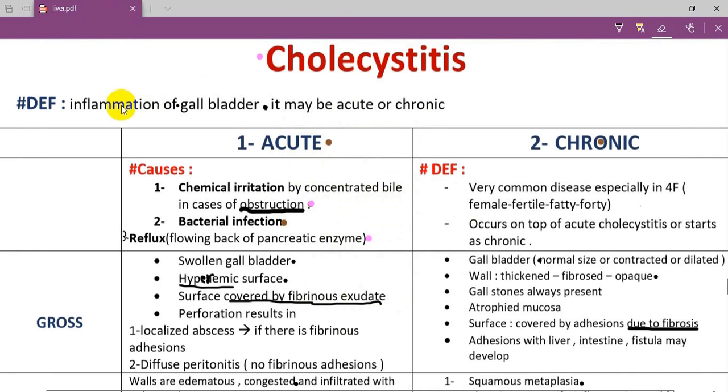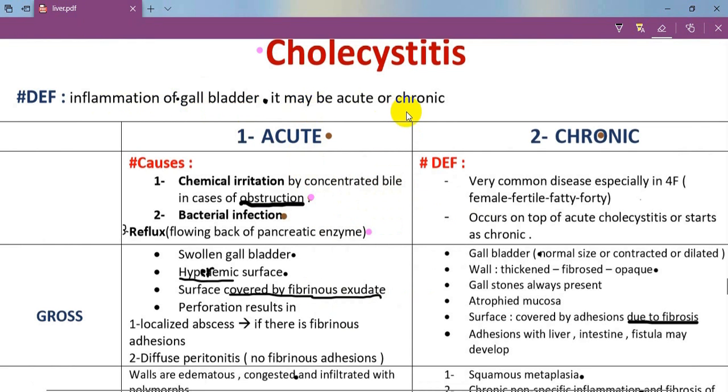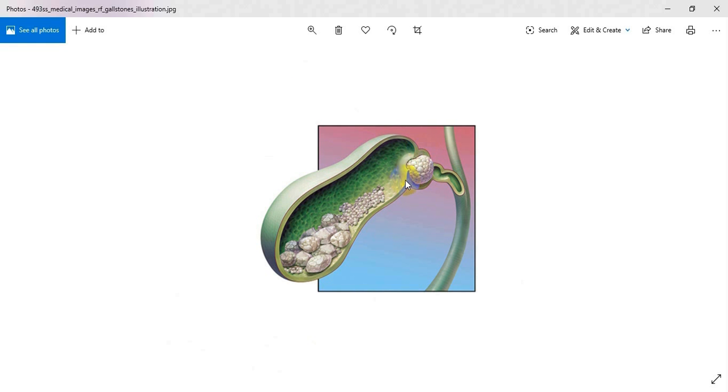Cholecystitis is inflammation to an obstructed gallbladder. It may be acute or chronic. Whether it is acute or chronic, it is related to gallstones. Obstruction caused by gallstones leads to concentration of the bile, and this will make an irritation, leading to inflammations and irritation of nerves here, leading to pain.